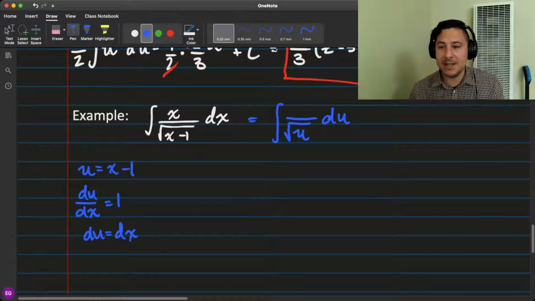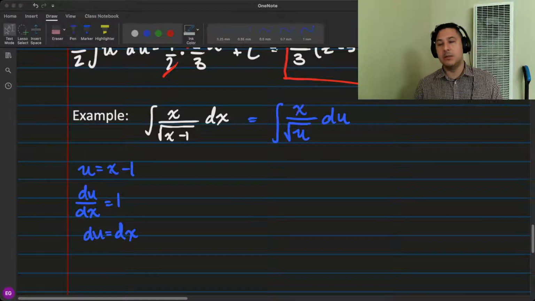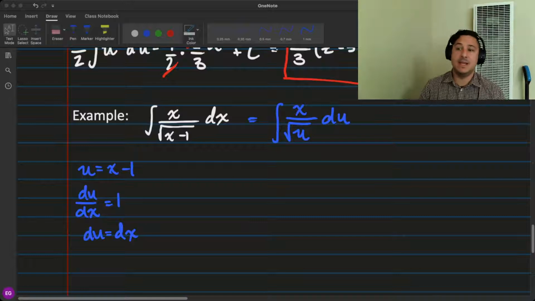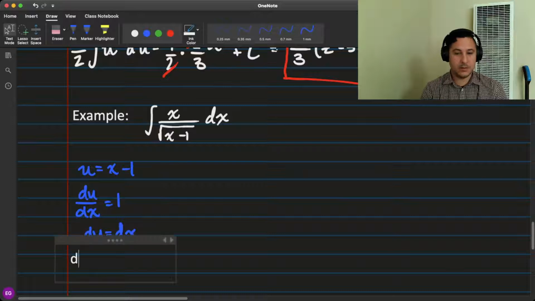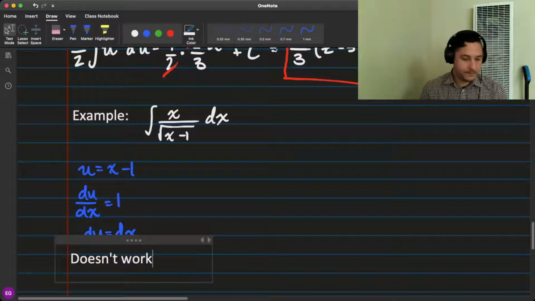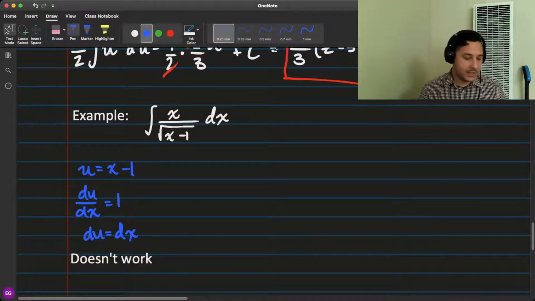Yeah, you've got this x, so you're like, okay, that's not going to work out, because you're only done with the u substitution if everything at the end is just u's. So you're like, this is not going to work. So we're going to erase that. So that one doesn't work. So you have to try something else.